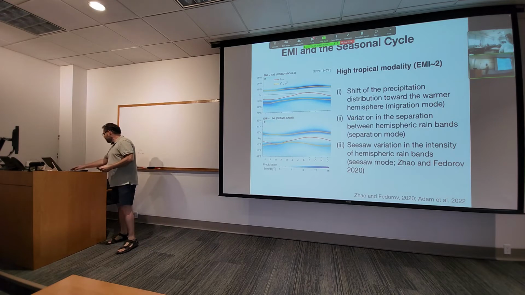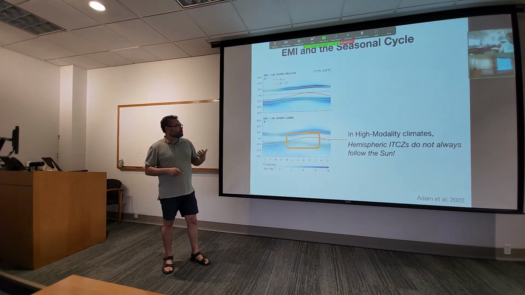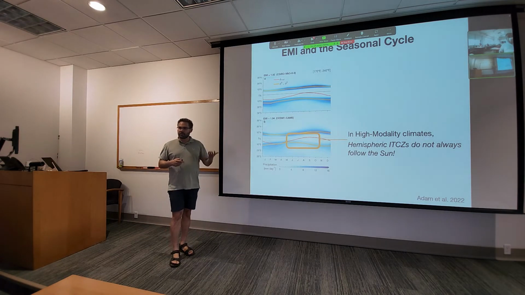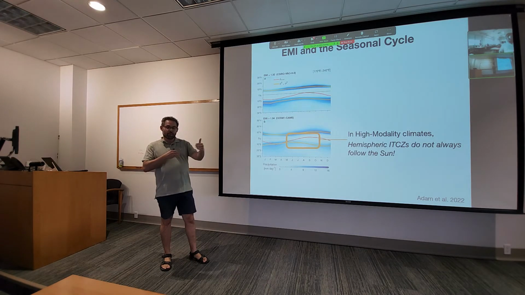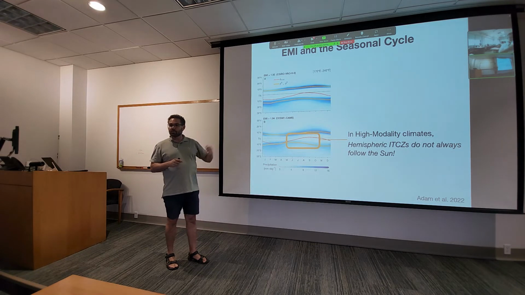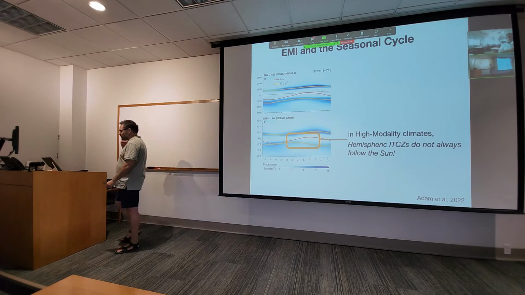So as a consequence of that, for high modality climates, hemispheric ITCZs do not necessarily follow the sun, as is usually our very basic expectation when we try to interpret paleo results. And the reason is that we can think about the separation, the distance between the hemispheric ITCZs, and the migration modes as being independent, and the separation mode can counter the tendency of ITCZs to follow the sun, or even overcome it, leading to a contrast in the shifts of hemispheric ITCZs and the centroid, or the mean tendency of the distribution to follow the sun. So for high modality climates, hemispheric ITCZs do not necessarily follow the sun, consistent with what I showed in the previous introduction.